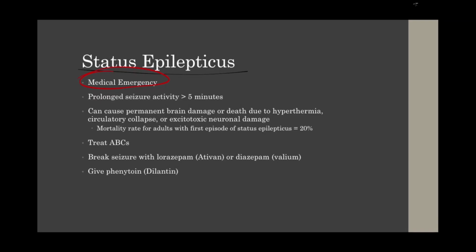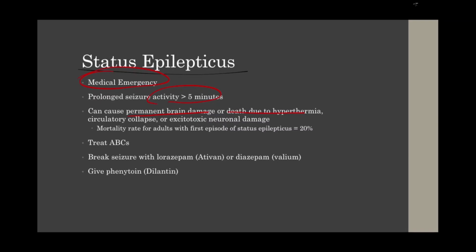We talked before about an hour. We don't want them seizing an hour. Those are people who are not in a hospital or are by themselves, and so forth. Any prolonged seizure activity greater than 5 minutes, we consider status epilepticus. It can cause permanent brain damage or death due to hyperthermia, circulatory collapse, or all that excitable neuron damage. So all that glutamate hyperexcitability we talked about, burning all that area, that's going to happen as well.